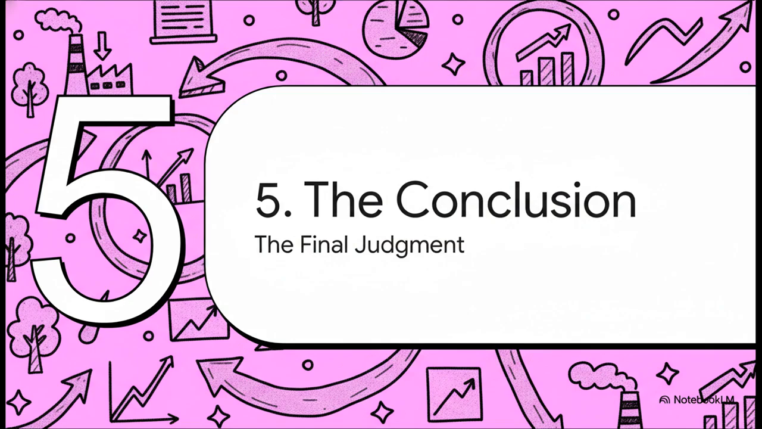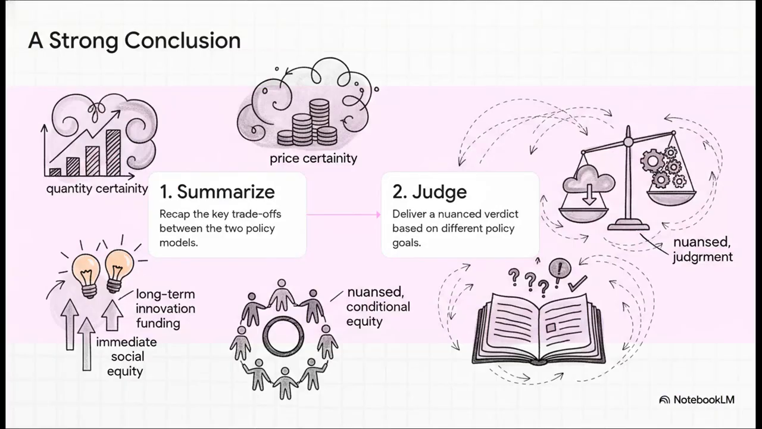Now, this is not the place to introduce new information. It's where you synthesize all your arguments and deliver a sophisticated, final judgment that directly answers the essay question. A great conclusion really has two parts. First, you briefly summarize the key trade-offs you've discussed, quantity certainty versus price certainty, or long-term innovation funding versus immediate social equity. Second, you weigh this evidence to form a nuanced, conditional judgment.